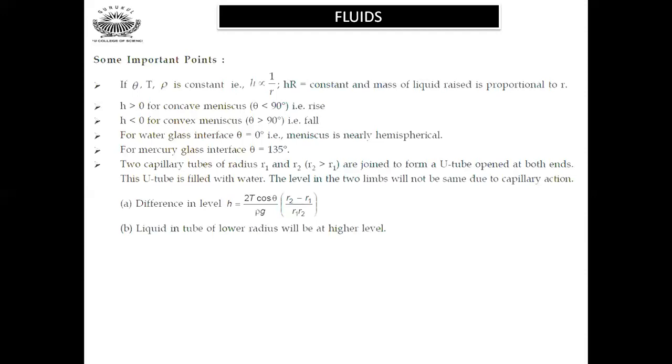Two capillary tubes of radius R1 and R2 are joined to form a U-tube open at both ends. This U-tube is filled with water. The level in the two limbs will not be the same due to capillary action. So h will be equal to 2T cos theta divided by rho g, that is the difference in level, into R2 minus R1 divided by R1 R2. So the liquid in the tube of lower radius will be at a higher level. So this is all about your fluids.